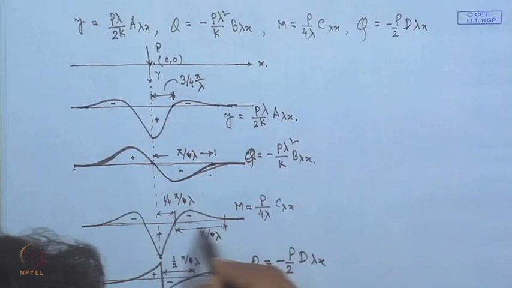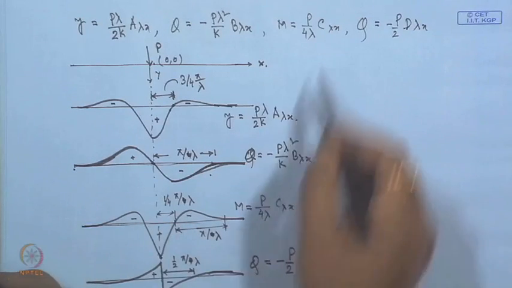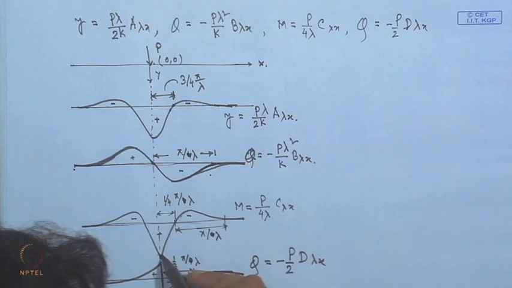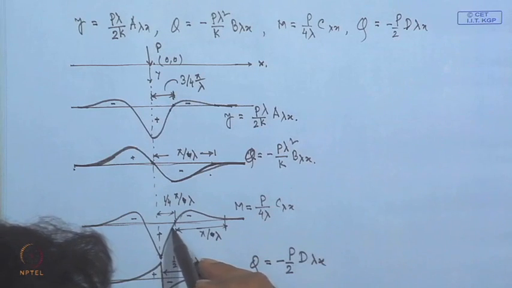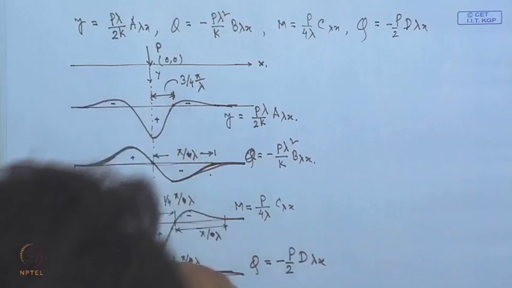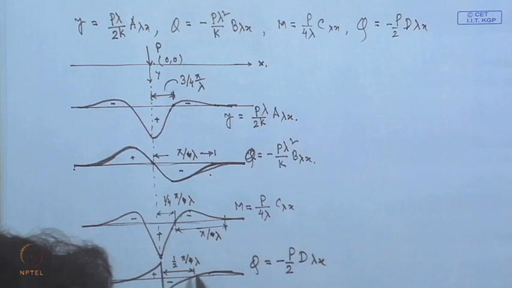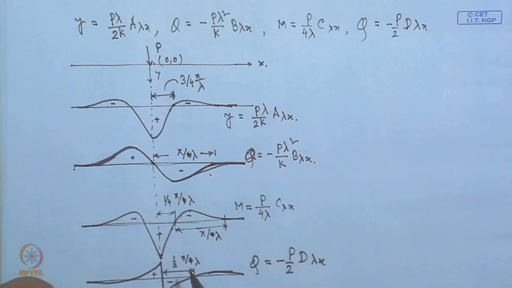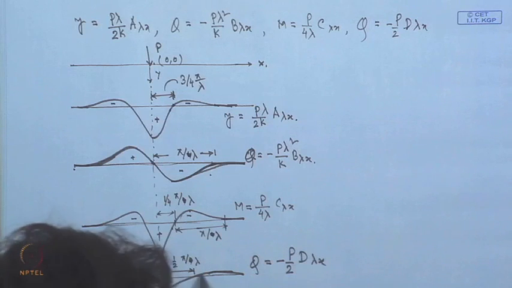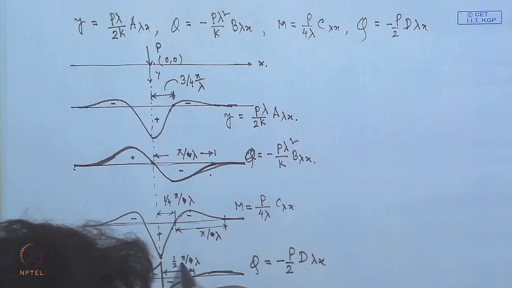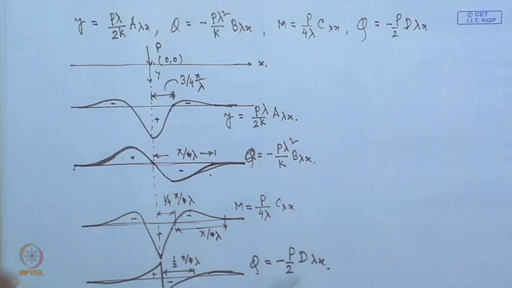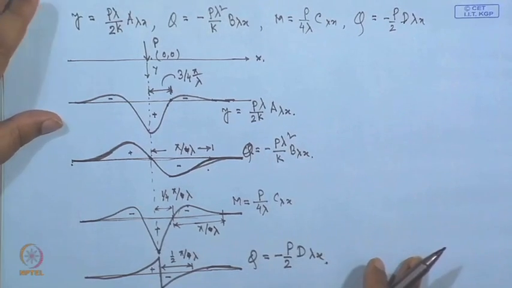Then the bending moment will also follow the derived expression, where the point going from positive to negative is 1 by 4 pi by lambda. Then from negative to the 0 point, that distance is pi by lambda. And then the shear force also changes sign at half pi by lambda. So, these are the different diagrams for the one case that I have discussed, that is, the infinite beam subjected to a concentrated load.